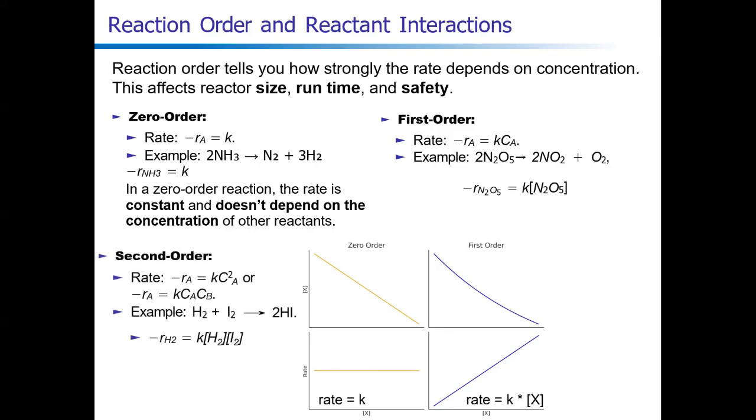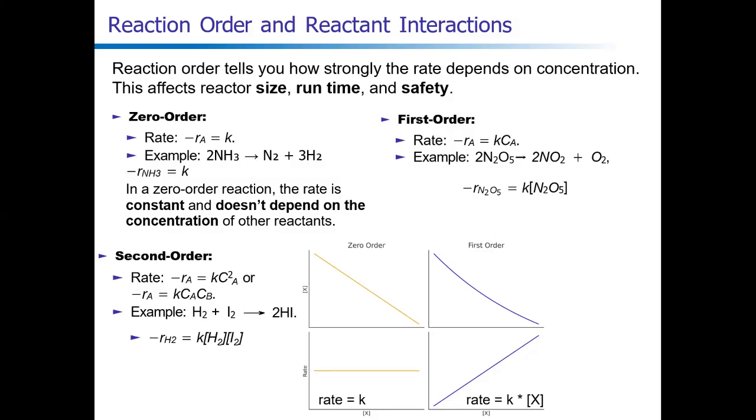Let's now look at a second order reaction. These are a little bit more sensitive to concentration. Here there are two common forms. Negative Ra is equal to the rate constant multiplied by the concentration of A squared when the reaction depends on two molecules of A, or negative Ra is equal to the rate constant multiplied by the concentration of A times the concentration of B when it involves two different reactants.